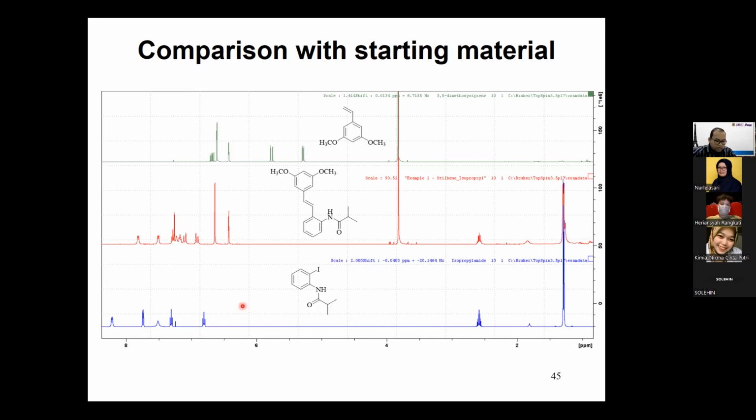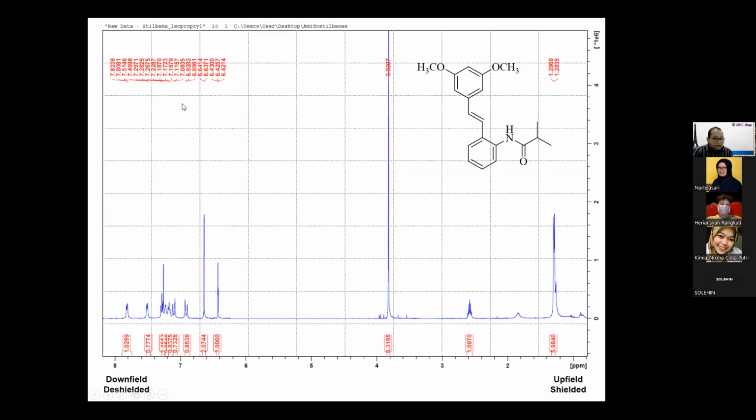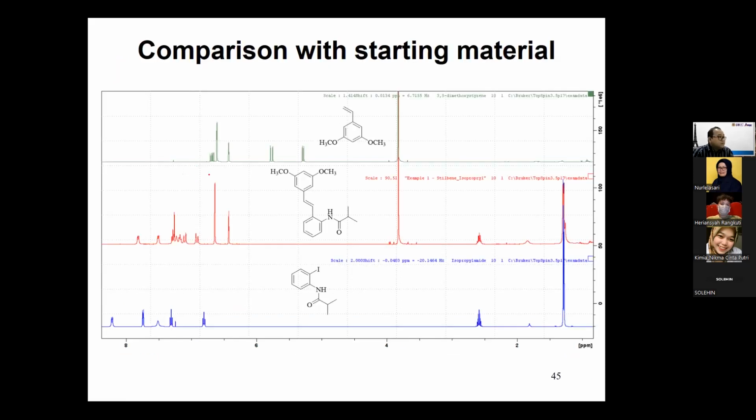Maybe I can open my tab for one. Okay, let me try. Okay, this is the aromatic region. Usually what we can use, this is the aromatic. Okay, this is the aliphatic region usually.